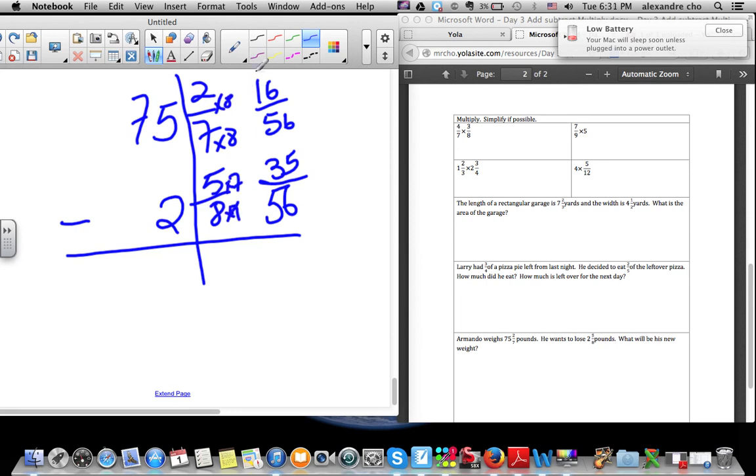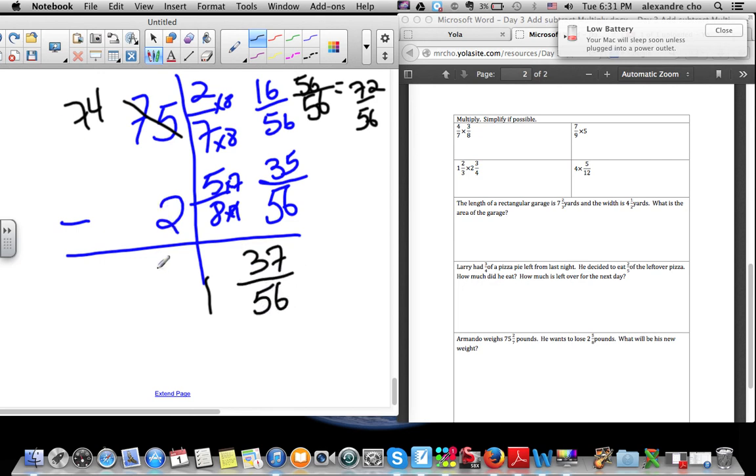Okay, can't subtract because we can't take 35 away from 16. So we need to do a little borrowing. So 75 is going to be a 74, and we borrow a whole unit in the form of 56/56. Which gives us a bottom of 56 and a top of 16 plus 56, which is 72. 72/56 with borrowing. Now we can subtract. 72 minus 35 is 37 over 56. And 74 minus 2 is 72.